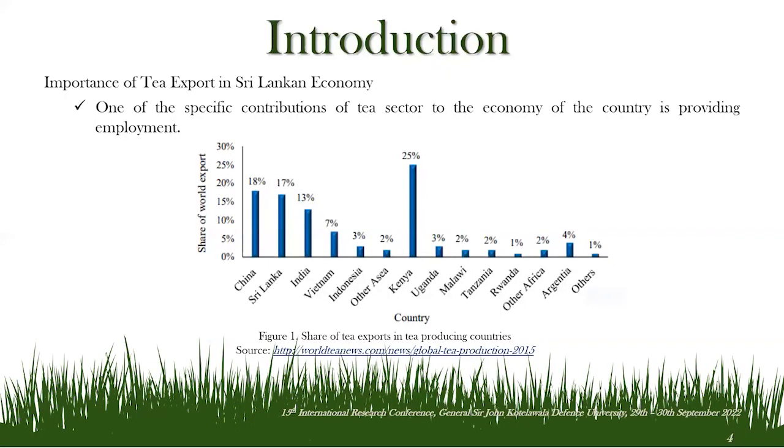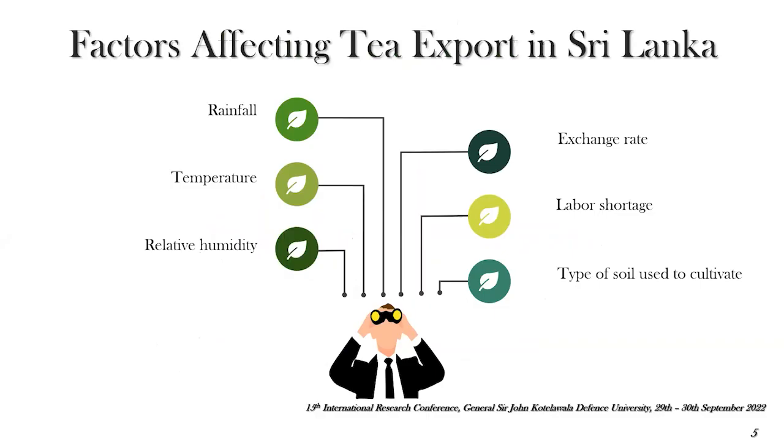As we all know, Sri Lankan tea export is playing a major role in the Sri Lankan economy. This is a picture from World News from 2015. Here you can see Kenya exports 25% of tea to the world market, while Sri Lanka exports 17%, which is the least for our country when we consider the historical records.